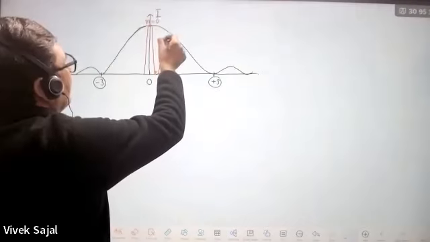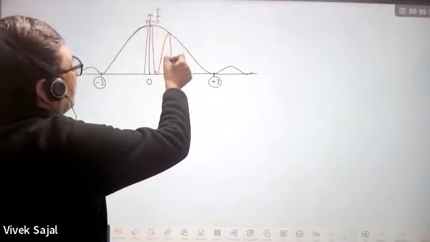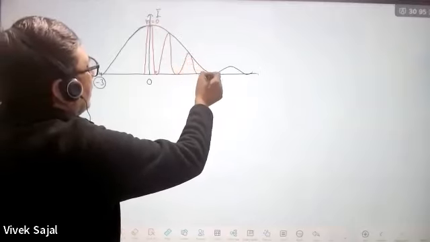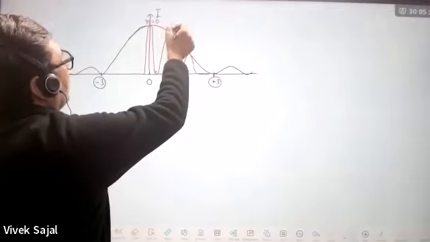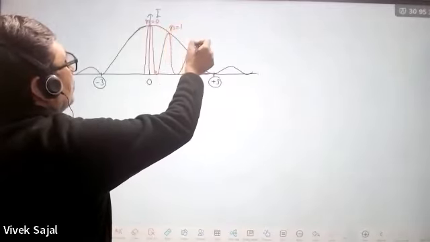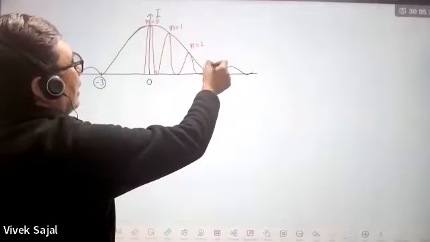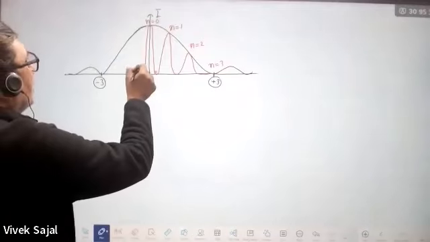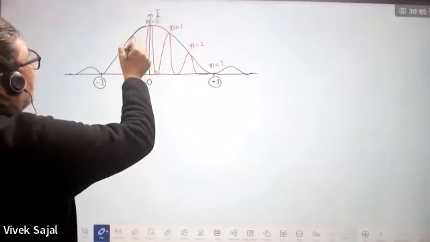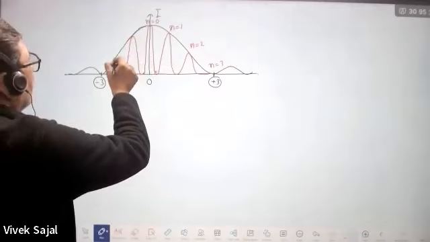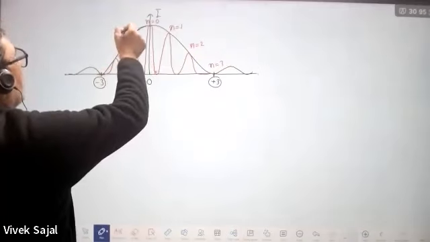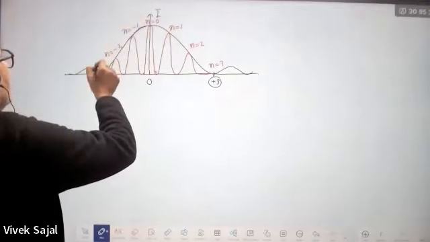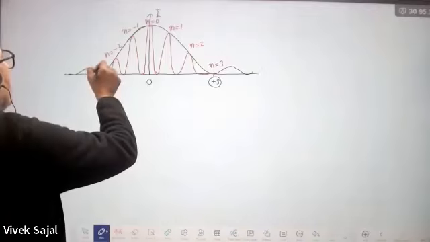Then n equal to 1 order will be there. Then there will be n equal to 2. And then this will be missing. So n equal to 1 will be there, n equal to 2 will be there, and here n equal to 3 is missing. Similarly here, this will be 1, this will be 2, and 3 is here. So this is n equal to minus 1, this is n equal to minus 2, and this is minus 3.